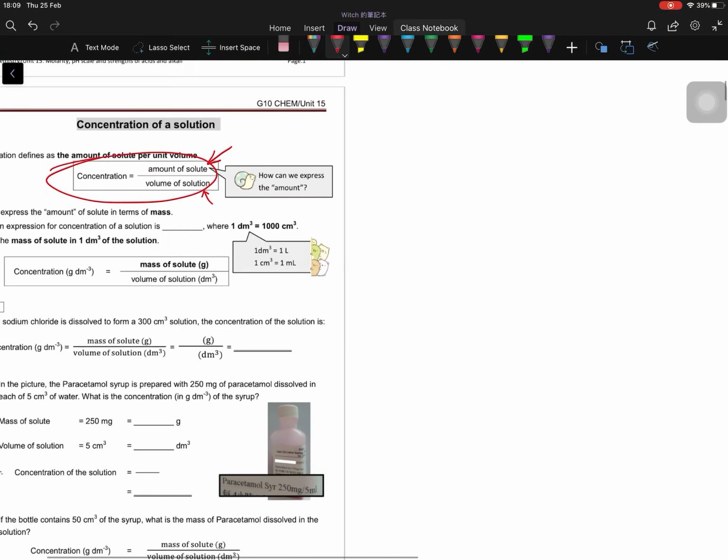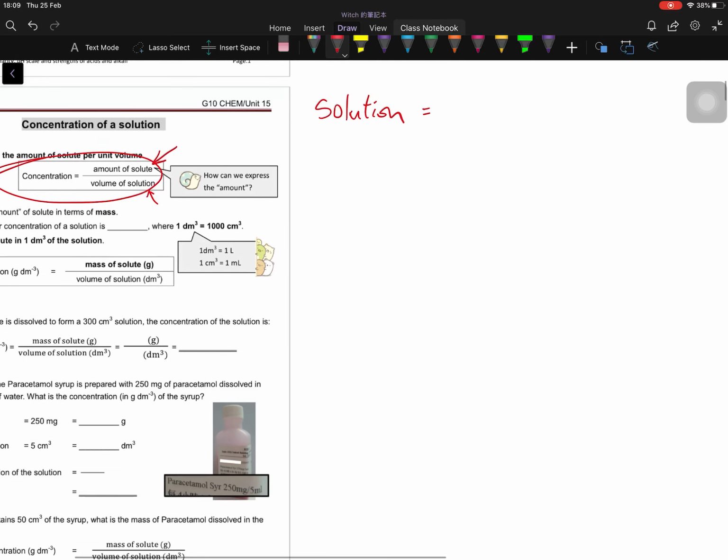So at this point, let us review what is meant by solution. A solution is actually the mixture of solute and solvent. Take a typical example: a typical solute is sodium chloride, and a typical solvent is, of course, water. So for a sodium chloride solution, the solute sodium chloride is mixed with the solvent, which is water.